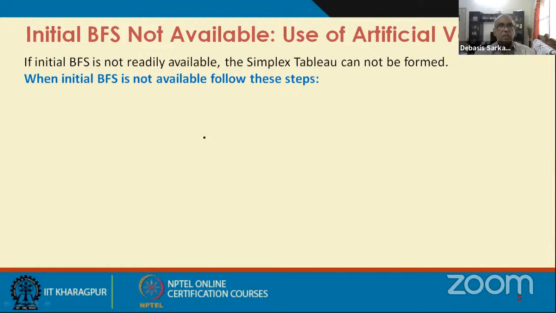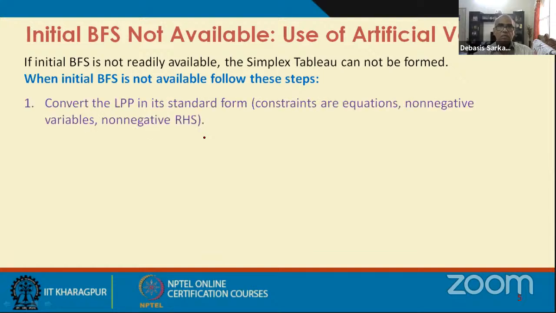So when an initial basic feasible solution is not available, we have to do something so that we obtain one, because without an initial basic feasible solution, the simplex method will not proceed. So the first step will be to obtain a basic feasible solution. It may happen that there doesn't exist any basic feasible solution. In that case, you will conclude that the linear programming problem is infeasible.